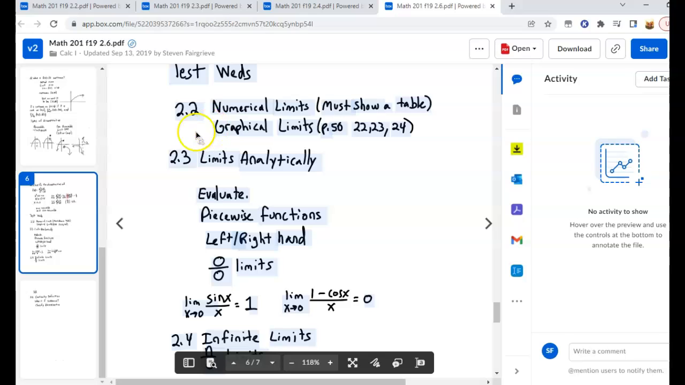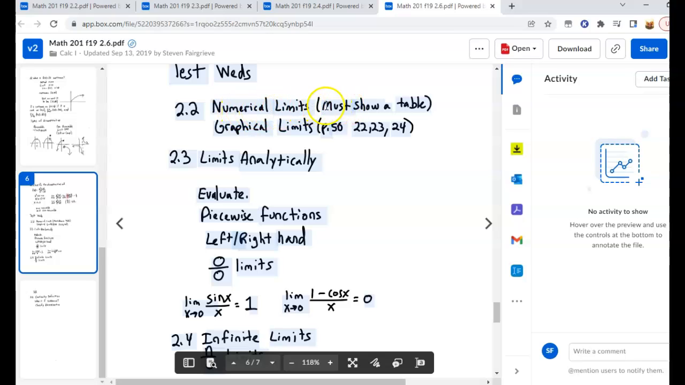We're going to be talking here in this video with a little bit of an overview of what's on your exam. So our exam covers sections 2.2, 2.3, 2.4, and 2.5. The first topic we covered was numerical and graphical limits. So you're going to have some problems where you're asked to compute limits either numerically or graphically.